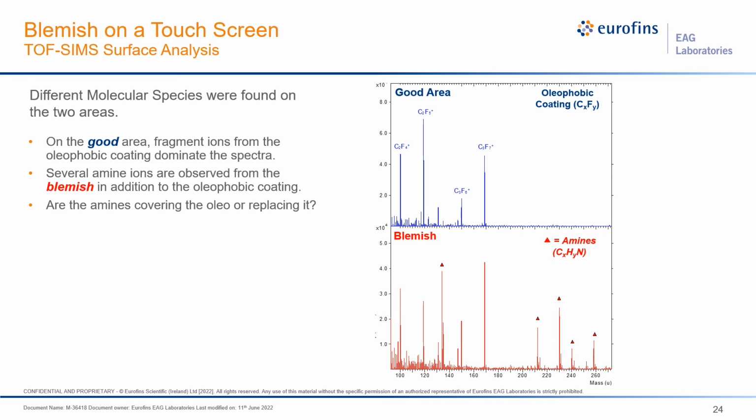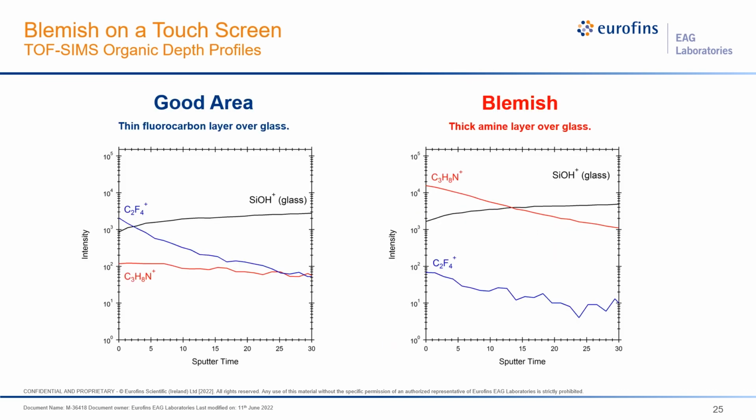We wanted to know if these amines represented an organic contaminant that was covering the oleophobic layer, or perhaps replacing that oleophobic layer. This required the gas cluster ion beam profile I described a few slides ago. These profiles show ion intensity on the horizontal axis on a log scale. TOF-SIMS data is not quantitative, but relative comparisons can be made for the same molecular fragment on similar substrates. The profile from the good area on the left shows a high surface concentration of fluorocarbon, the C2F4 fragment, and that is slowly removed with increased sputter time.